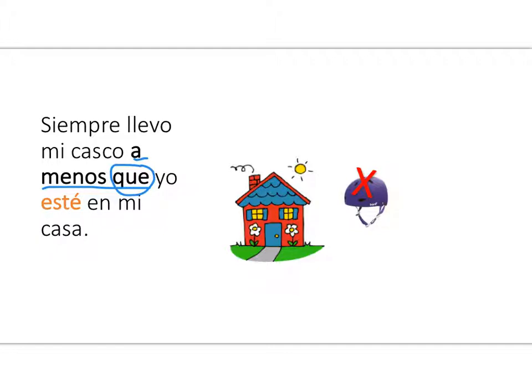A menos que, okay? Just to emphasize the use of that phrase, because you really have to know what they mean, not just with the que. Subjuntivo, esté.